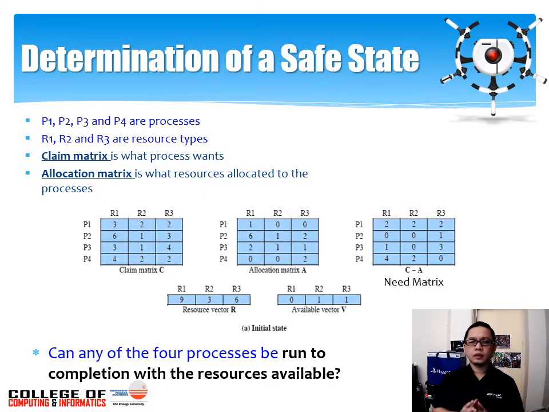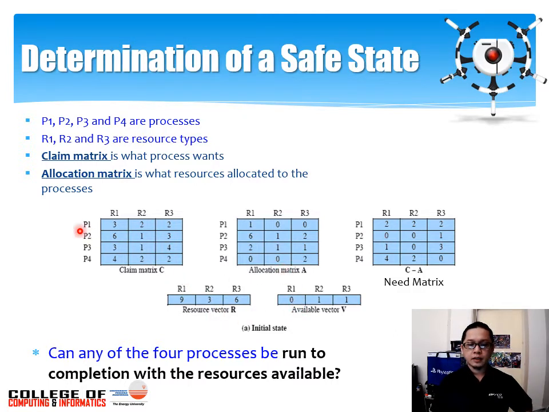Before we go further, we look at some of the definitions which are usually involved in calculating whether a state is safe or unsafe to proceed. If you look at the diagram below, we have the initial state of a process request to be cross-referenced with the resources that are available. From this diagram, you see there are the claim matrix, the allocation matrix, and the need matrix, followed by the resource vector and the available vector.